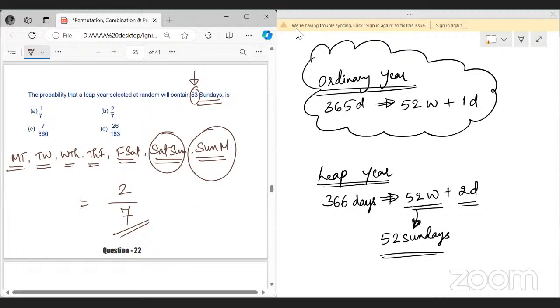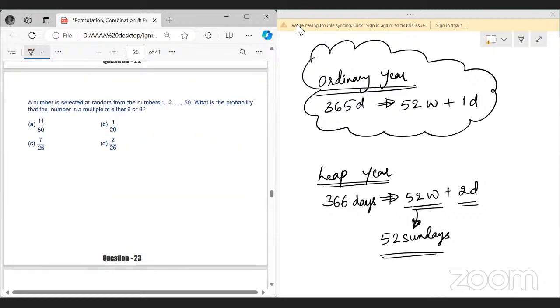Got it? Understood? Yes. Get this answer.